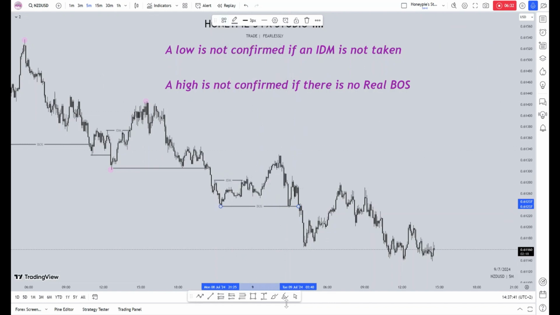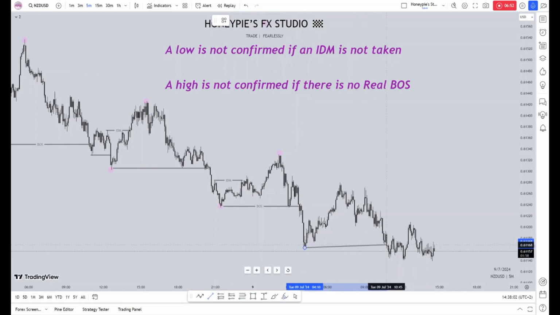Now, this high is confirmed over here because we have a real break of structure, and this low is confirmed over here because the low took out this low over here, an inducement. Now, is this low confirmed? This is another one we're going to be looking at here. We have another break of structure over here, right?